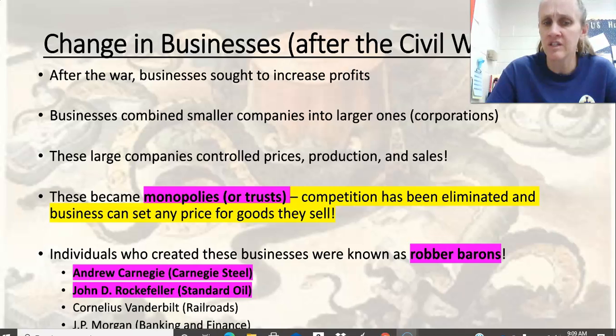There's also Cornelius Vanderbilt, who was involved in railroads. And you should know him from the Vanderbilt House or the Biltmore House up in Asheville, North Carolina. If you ever get a chance, maybe Google it and look at it. It's a huge estate, big home. But then there's J.P. Morgan, and you may have heard of him, Chase Bank or Chase Credit Cards. He started a banking and finance corporation, and a lot of these are still in existence today.